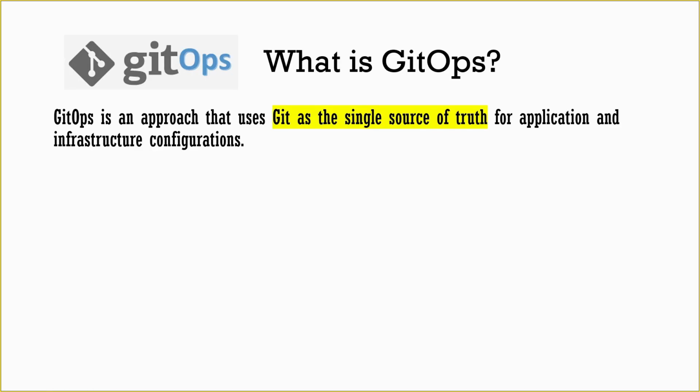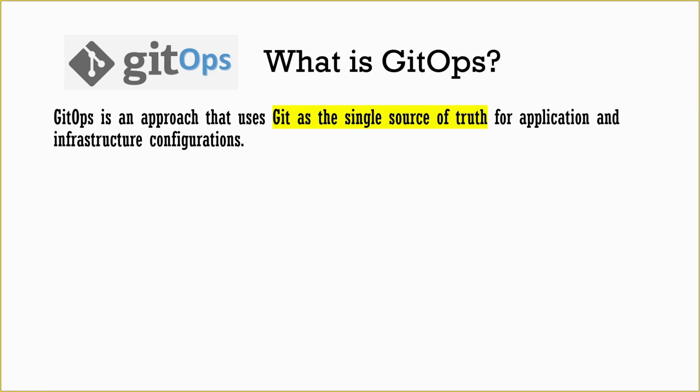At its core, GitOps is an operational model where Git acts as the single source of truth. What does that mean? It means the desired state of our applications and infrastructure is stored in a Git repository. Whatever is defined in the Git repository is considered the correct state, and our systems continuously work to ensure that the actual environment matches the desired state.